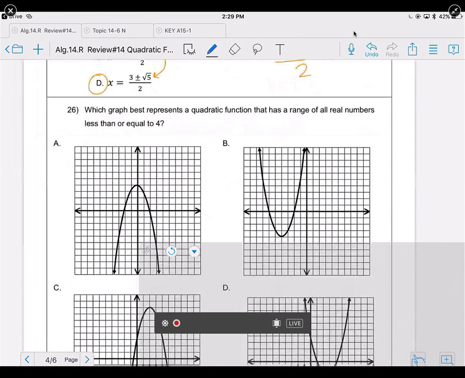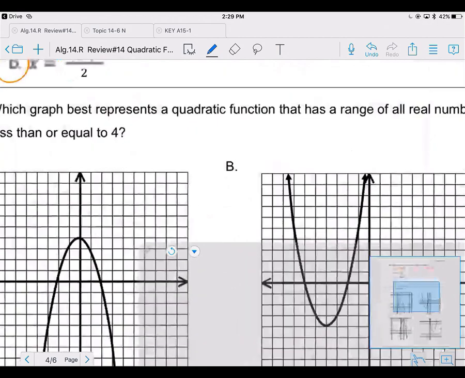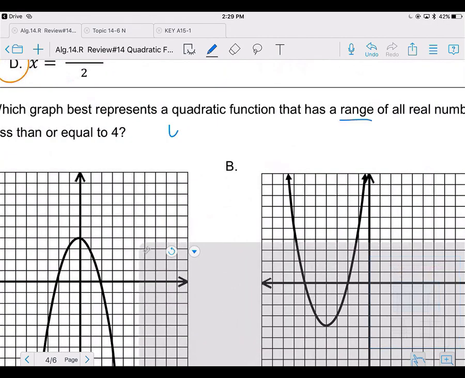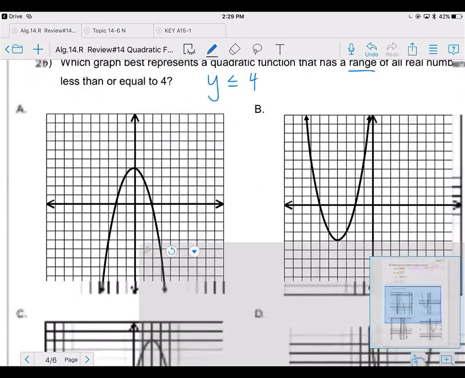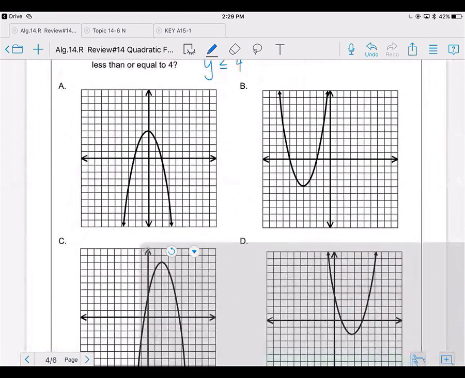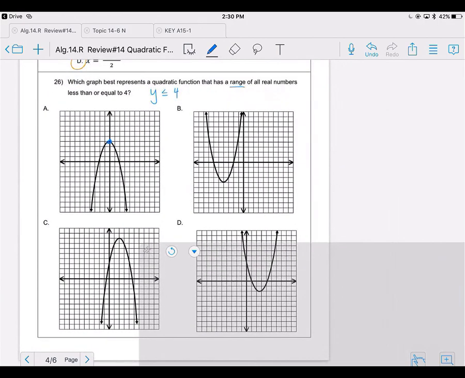Problem 26 asks us which graph best represents a quadratic function that has a range of all real numbers less than or equal to 4. So we know our range is our y values. We are looking for something less than or equal to 4. So the first thing I need to know is where is 4? 4 on the y-axis. A is at 4. None of the rest of them are. So less than or equal to 4.